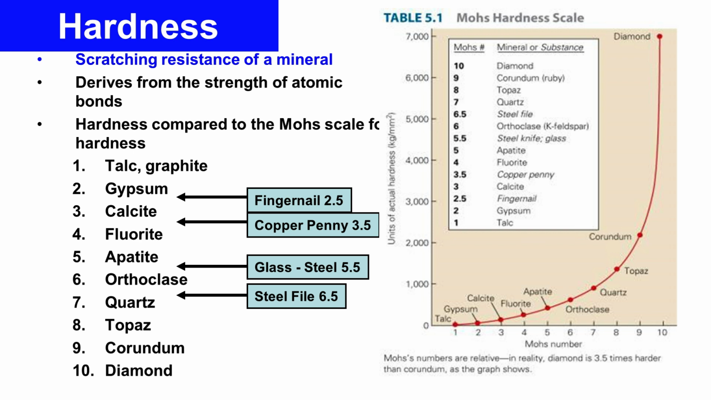The hardness of the fingernail is 2.5, so I can scratch talc, graphite, and gypsum with my fingernail. A copper penny is 3.5, glass 5.5, steel 6.5. The hardest, strongest mineral is diamond. If you have a diamond ring, you can scratch whatever with your ring. Please watch another video for mineral hardness.